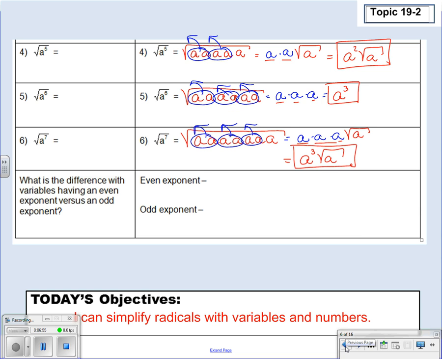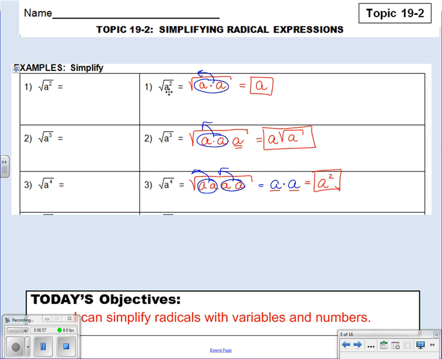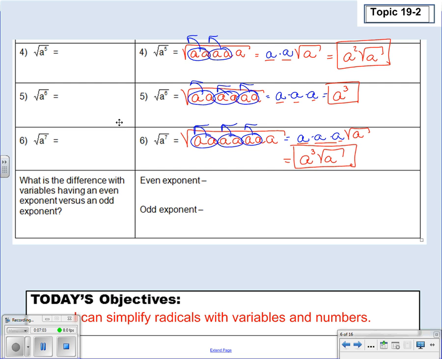So let's look at our even exponents. When it was a squared, we end up with just a. A to the 4th, we ended up with a squared. When it was a to the 6th, we ended up with a cubed. So the pattern is, if it is even, if we take that exponent and divide by 2, that tells us how many of the variables we are taking out of the radical.